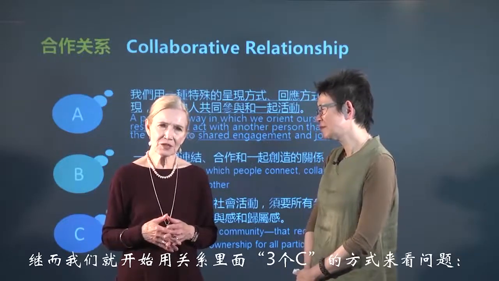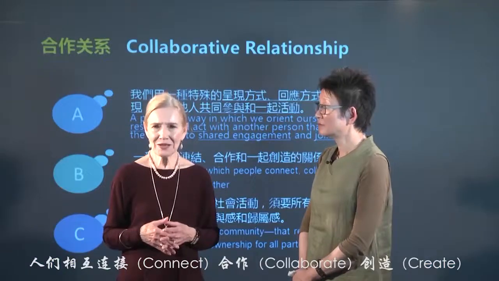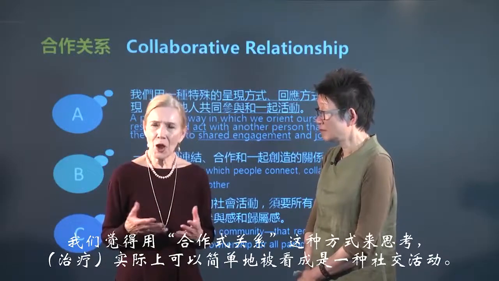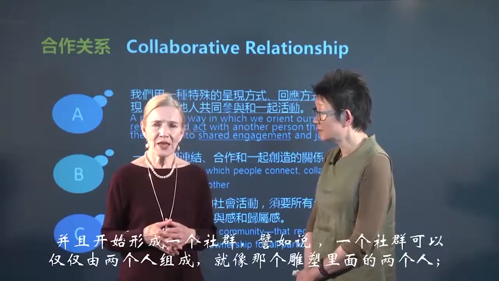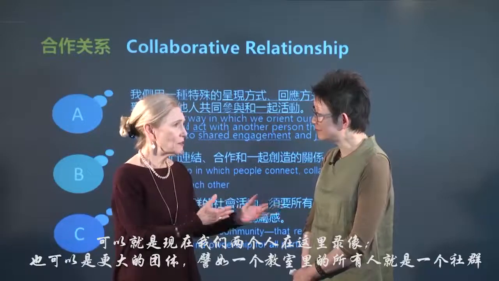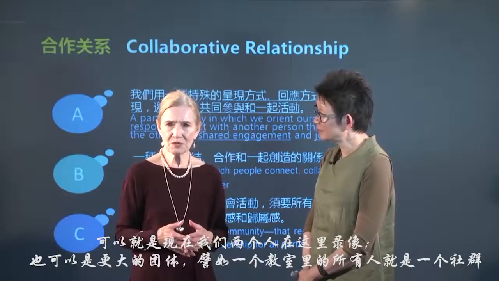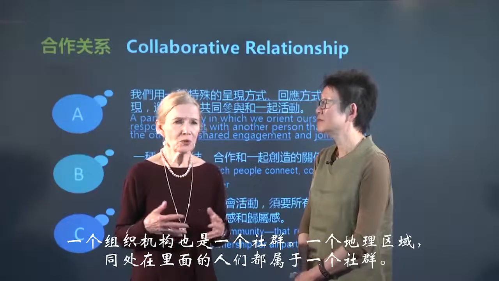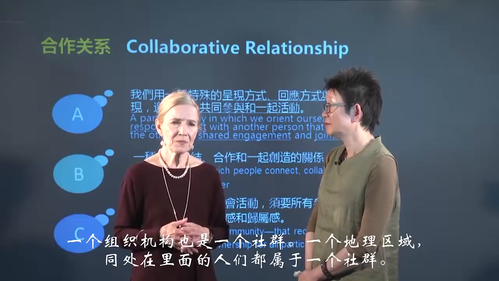And then I began to think in terms of the 3 C's, a relationship in which people connect, collaborate, and create with each other. And I began to think of a collaborative relationship as just simply one kind of social activity, one way in which people engage and join with each other and begin to form a community. So, for example, a community can be 2 people, like the 2 people in the sculpture. It can be the 2 of us here, we're the community conducting this, or it can be a community in a larger sense in terms of a classroom as a community, an organization as a community, a geographical space, or a group of people located geographically.